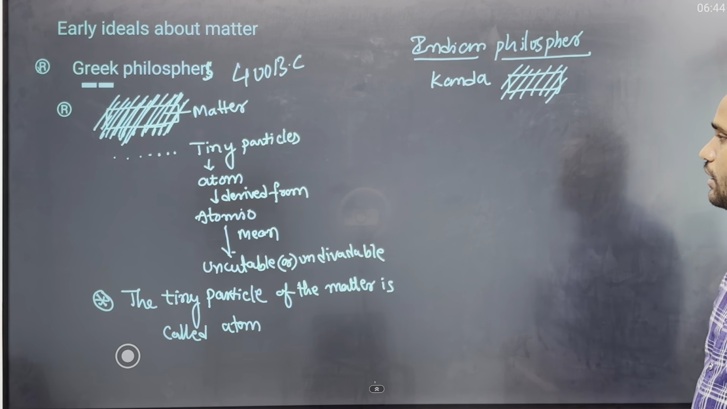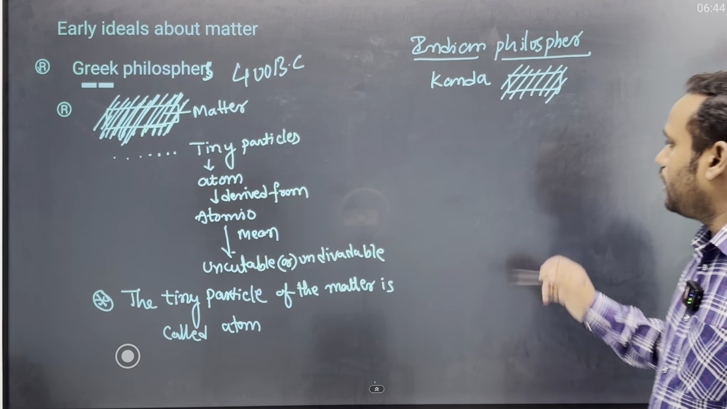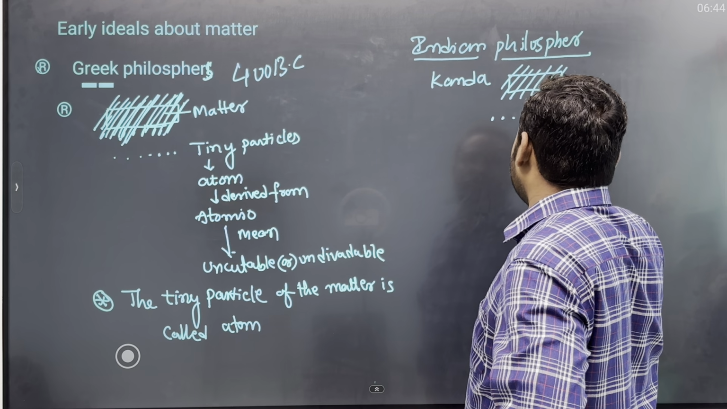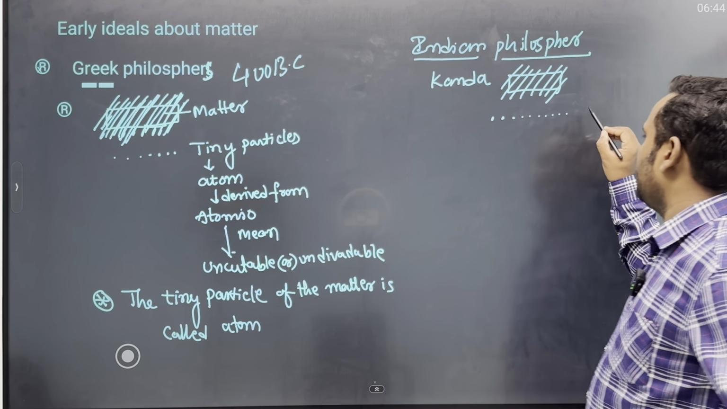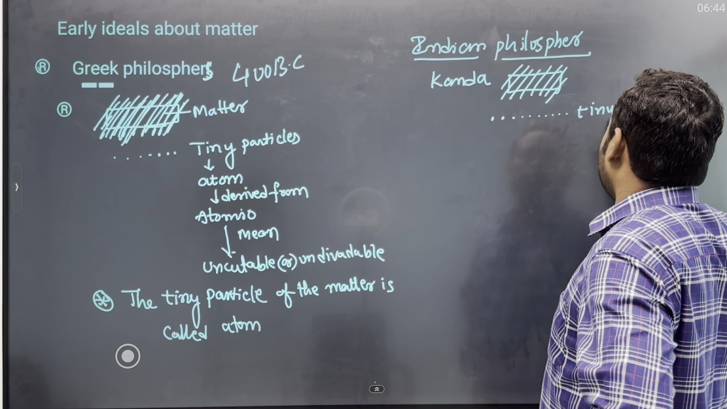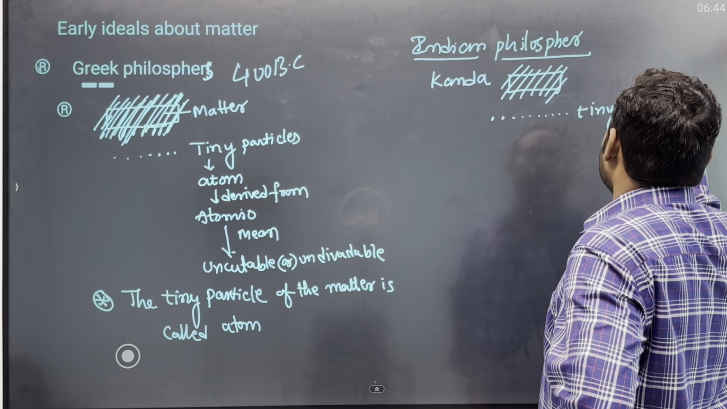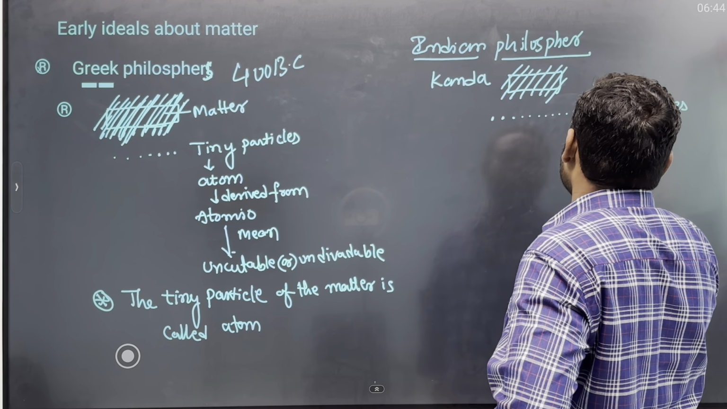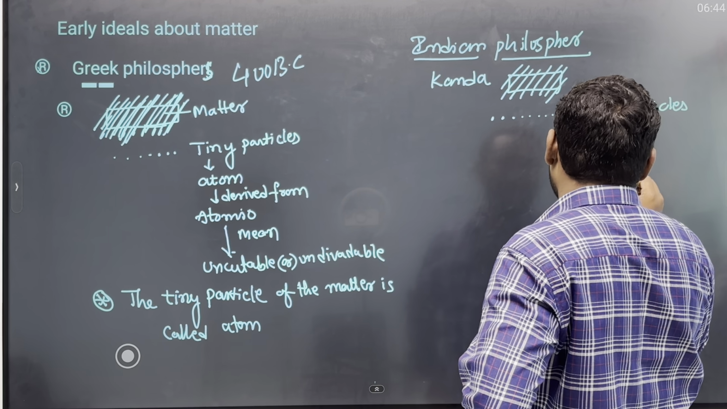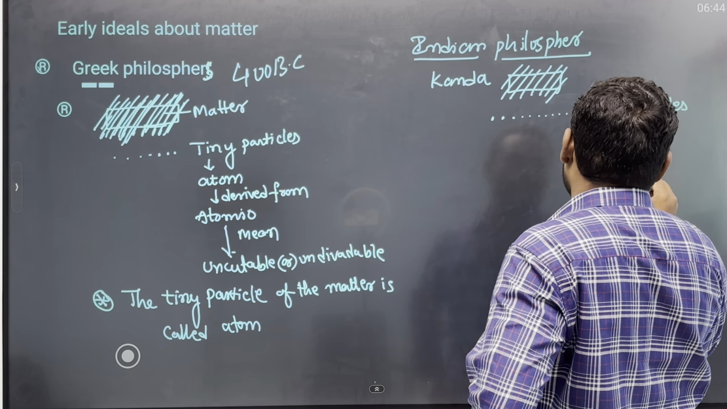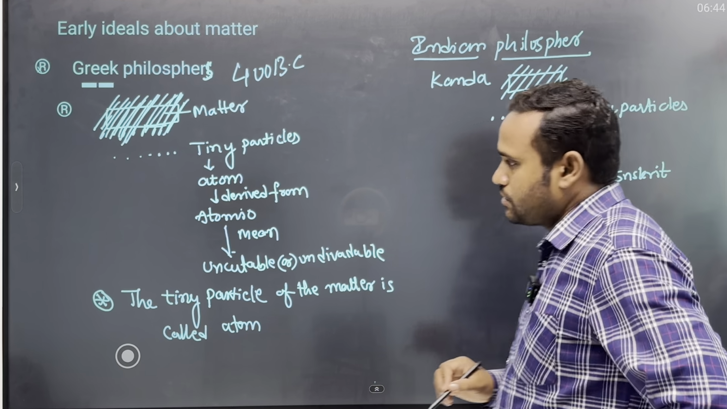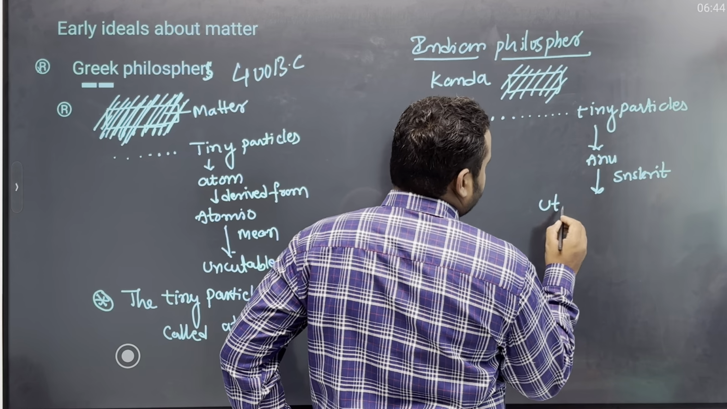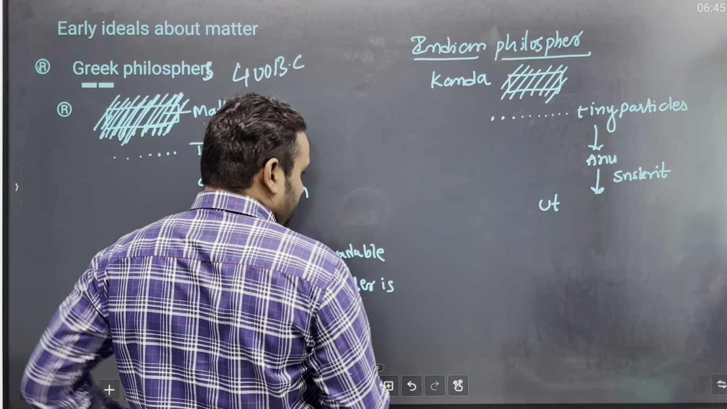When he divided this matter continuously with the help of sharp knives, what did he observe? Formation of very tiny particles. For these tiny particles he gave one name, Anu, derived from the Sanskrit word. What is the meaning of Anu? Anu means ultimate particle.